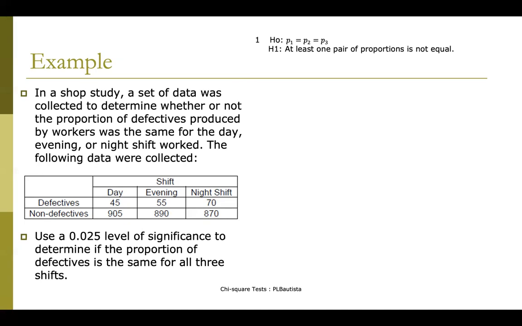So for the null hypothesis, we have P1 equal to P2 equal to P3. We only have 3 populations since we are comparing the proportion of success between 3 shifts. And for the alternative, we have the alternative that at least one pair of proportions is not equal. Our level of significance is 0.025. We reject the null hypothesis if chi-squared is greater than chi-squared 0.025 with 2 degrees of freedom. So you have 3 populations in this problem. 3 minus 1 is 2, so you have 2 degrees of freedom. And referring to your chi-square table, you will find a critical value of 7.378.